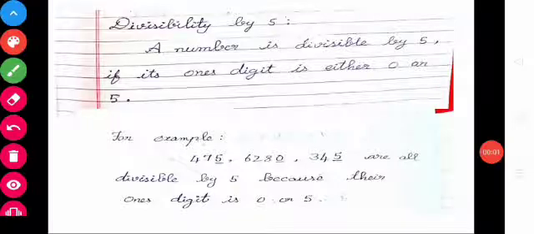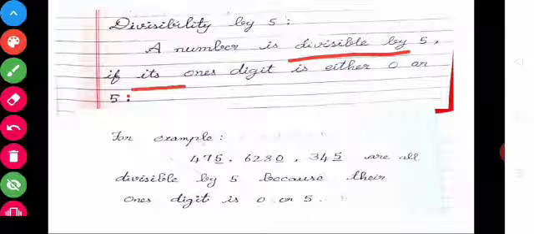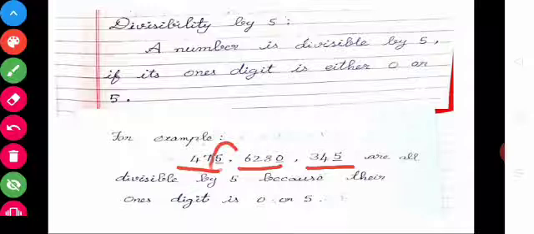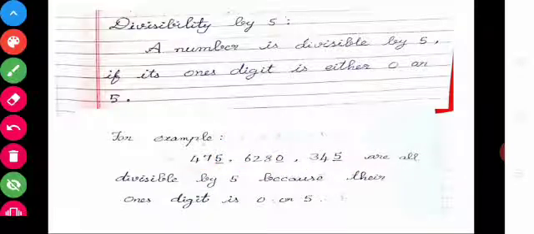Next one is divisibility by 5. A number is divisible by 5 if its ones digit is either 0 or 5. See the example, 475, 6280 and 345. Look at the last digit, 5, 0, 5. So these are all divisible by 5 because their ones digit is 0 or 5.